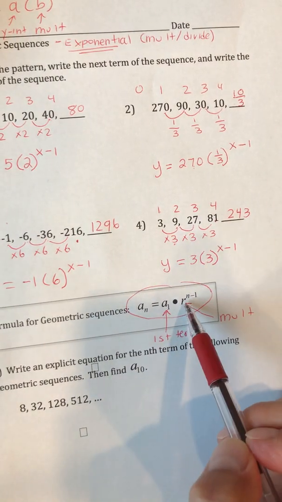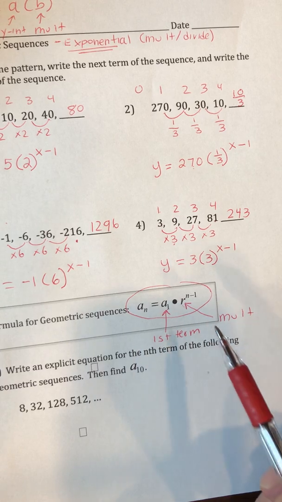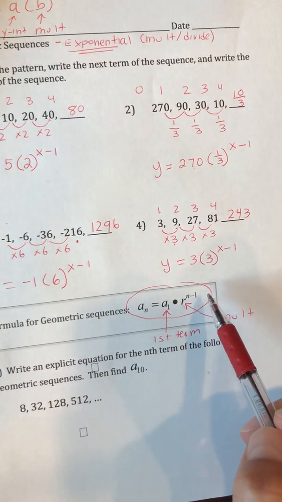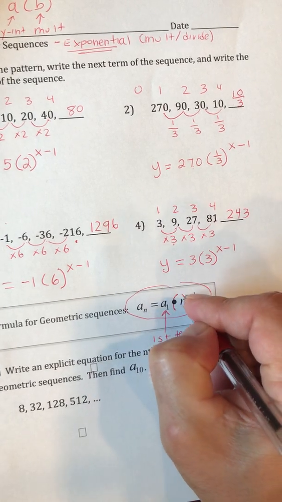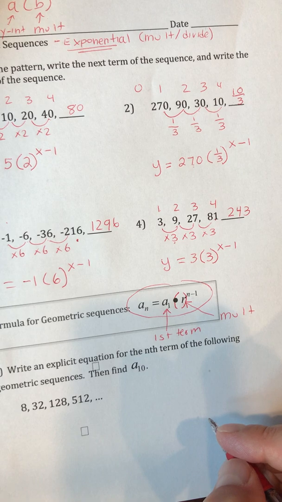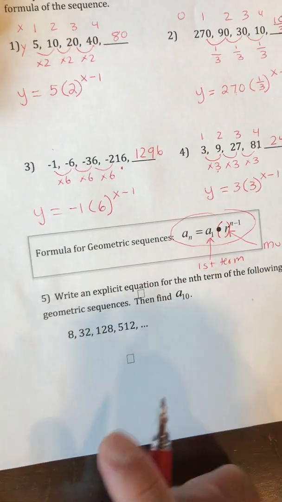It's multiplying by 3. And you plug in 3 for r, n minus 1, or x minus 1. The only difference is I like to put the r in parentheses, which is not shown on this formula. All right?